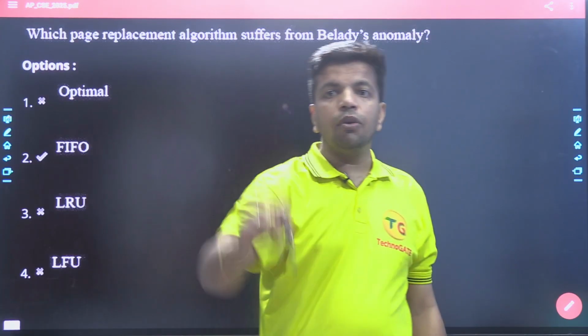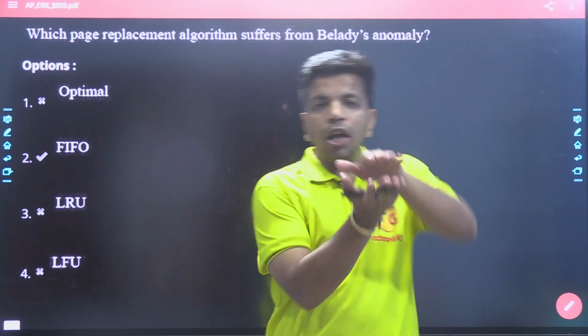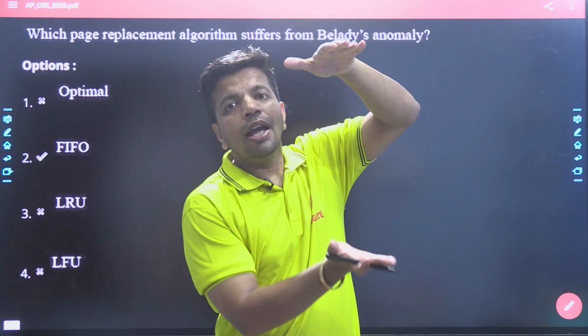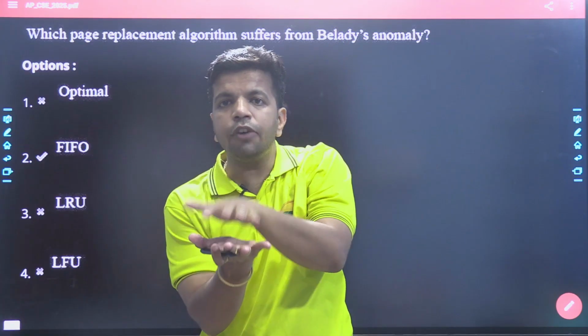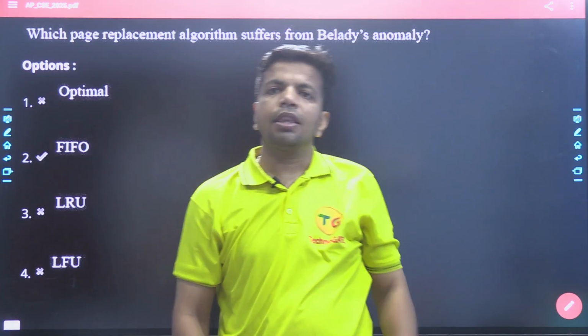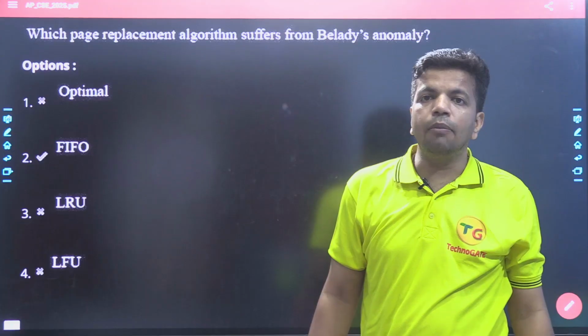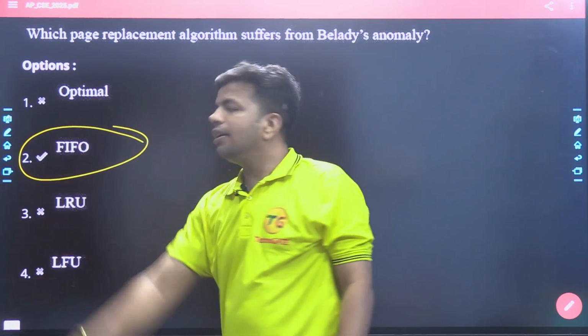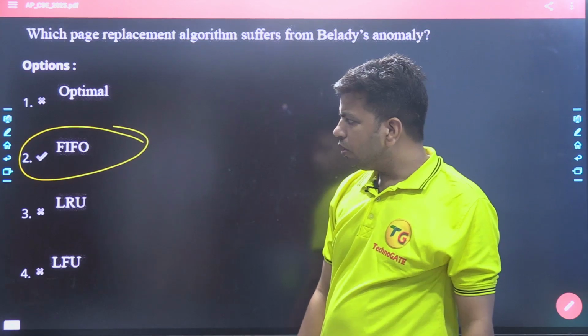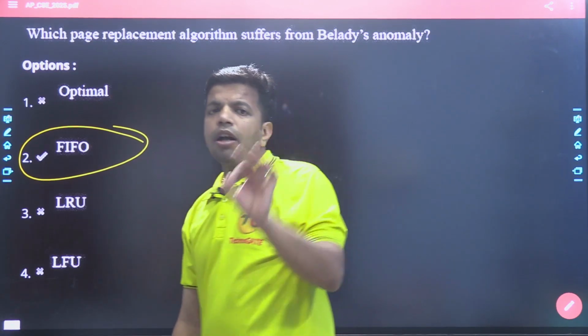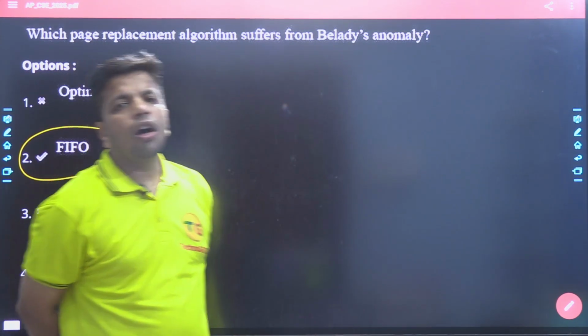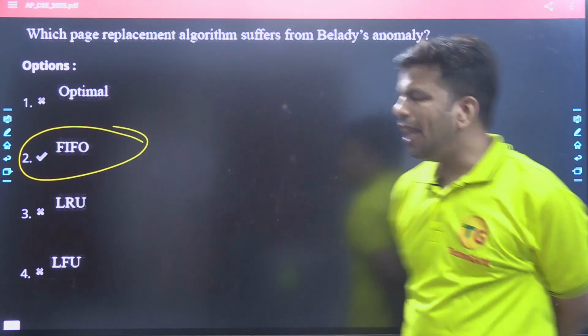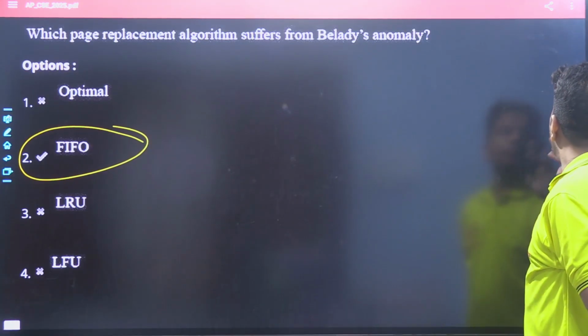So the number of page faults is going to reduce. That is our motive. But sometimes, if we increase the size of memory, then in place of reducing, the page faults increase. That phenomenon is called Belady's anomaly. And this is because of what? FIFO. Yes, it occurs in first in first out, or FCFS. So FIFO suffers from Belady's anomaly.